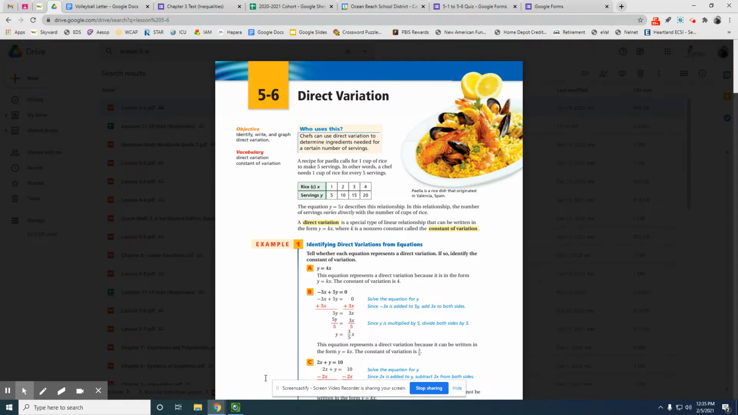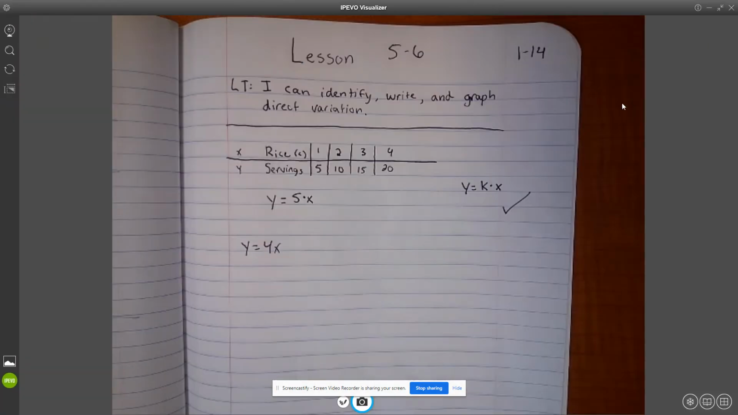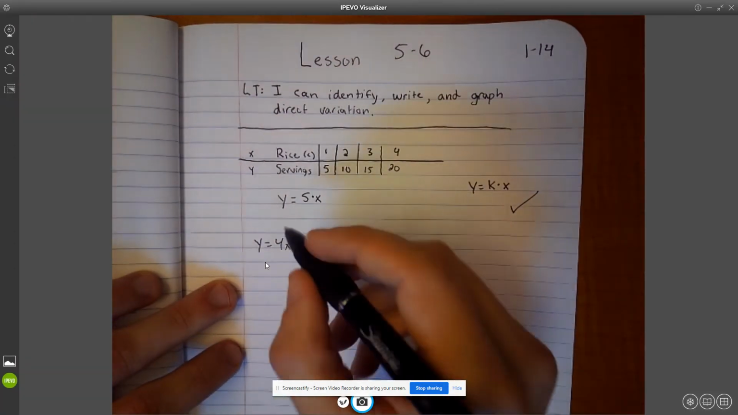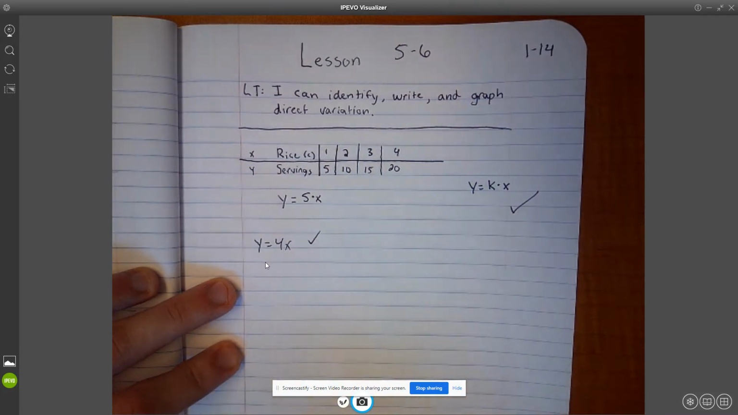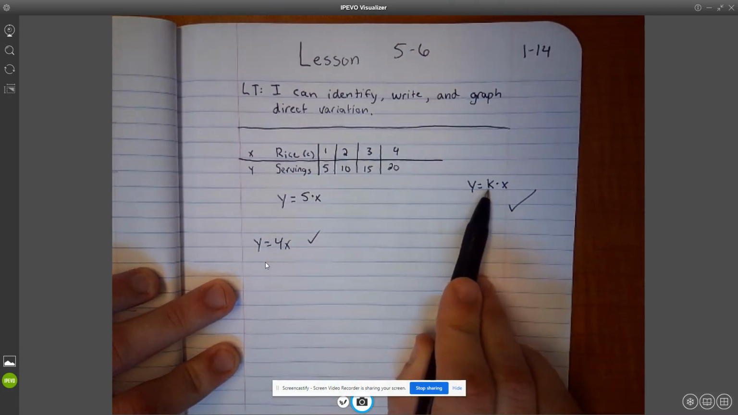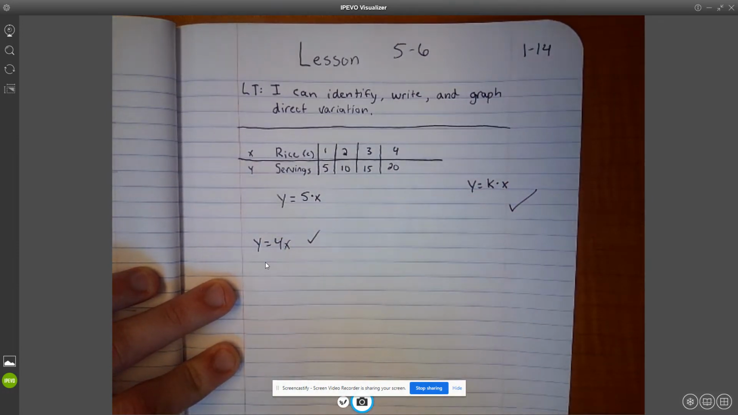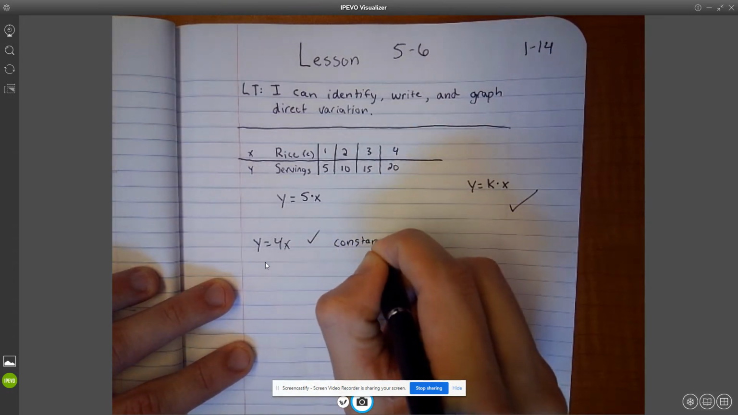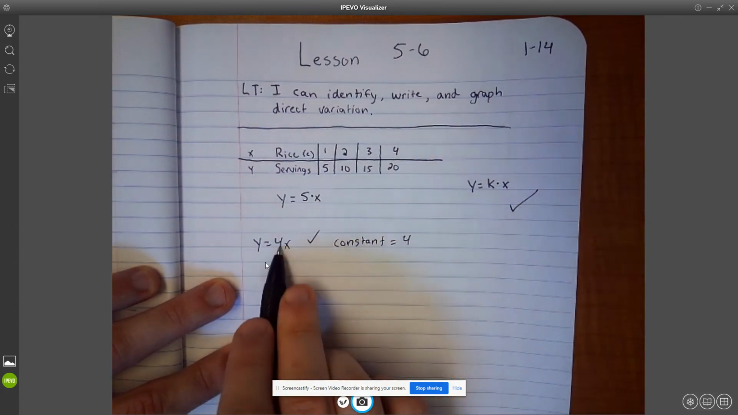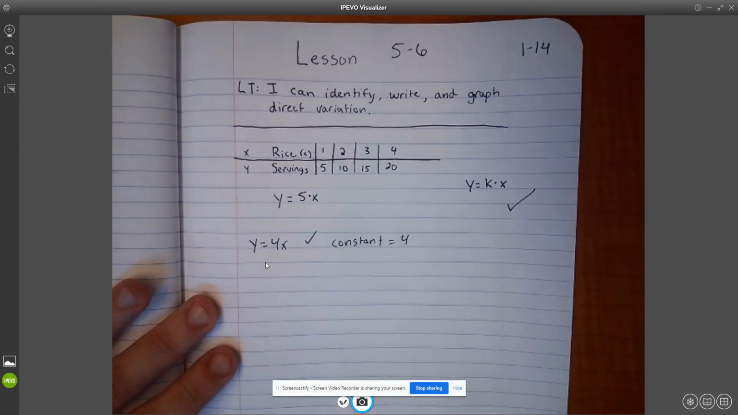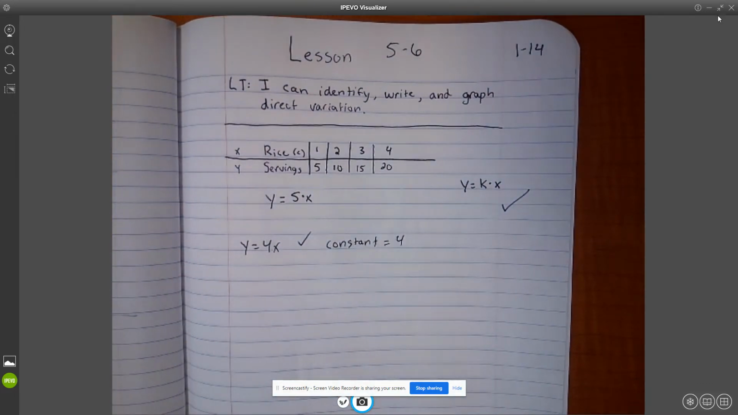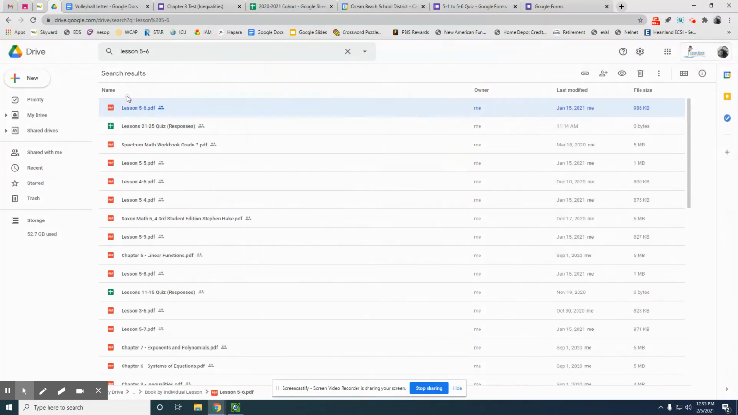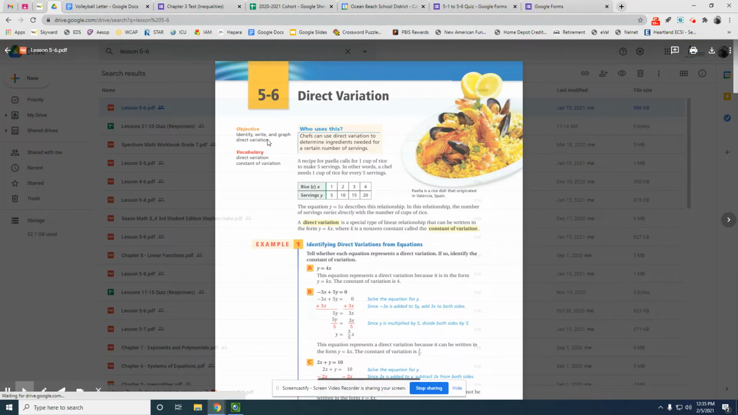So here we have y equals 4x, so y equals 4 times x. Because it's in this form, y equals k times x, it's in that direct variation form. And our constant would be 4, because that's what we're growing or multiplying by every single time. Stay with me. Let me show you another example.